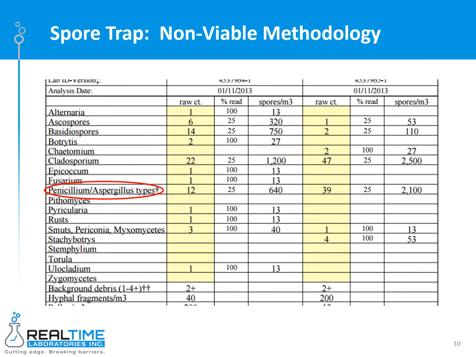So the spore trap non-viable methodology is reported by these counts, and you can see that they've circled Penicillium and Aspergillus here because they look so much alike, and then they give it a number of spores per cubic millimeter, and that's what they use to compare the outside versus the inside and tell if the patient's house is contaminated or not.